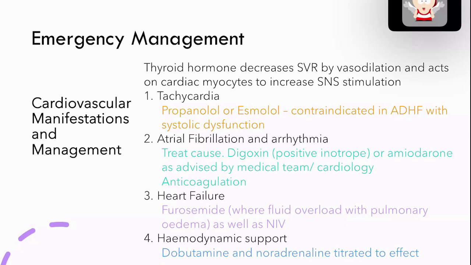again, symptomatically, furosemide where patients are fluid overloaded, as well as NIV where needed. And in terms of hemodynamic support, dobutamine and noradrenaline titrated to effect is what is suggested. Specifically noradrenaline, as it is predominantly alpha-1 targeting, so it's not going to worsen our tachycardia, but obviously in our setting, we need to use what we have to provide hemodynamic support, which generally tends to be adrenaline and dobutamine.